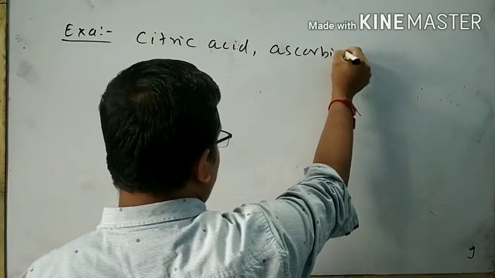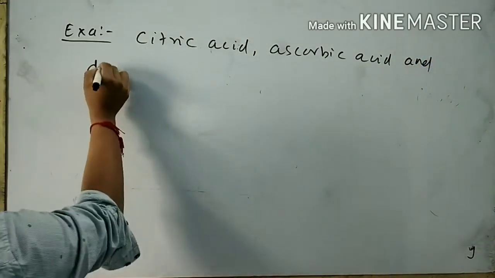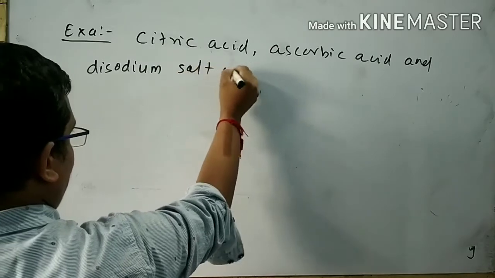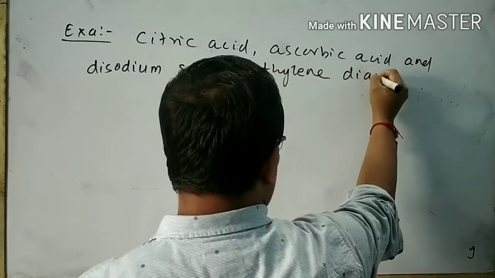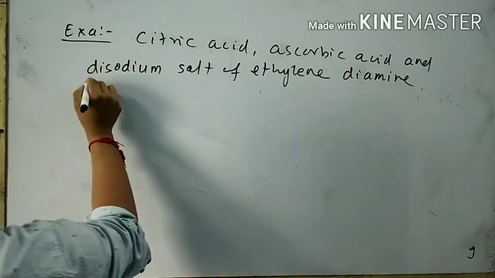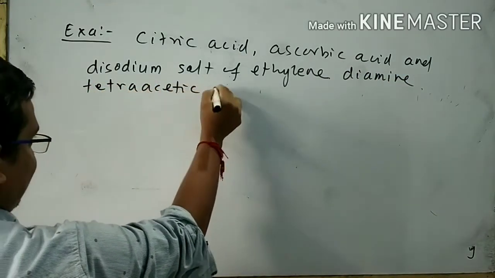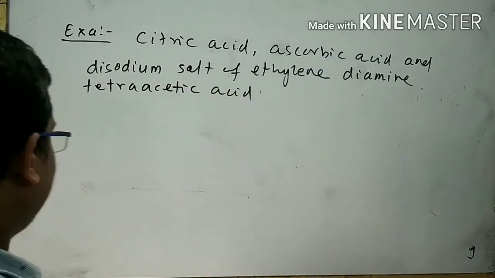Some examples of anti-ripening agent are citric acid, ascorbic acid, and disodium salt of ethylenediaminetetraacetic acid. These are the examples of anti-ripening agent.